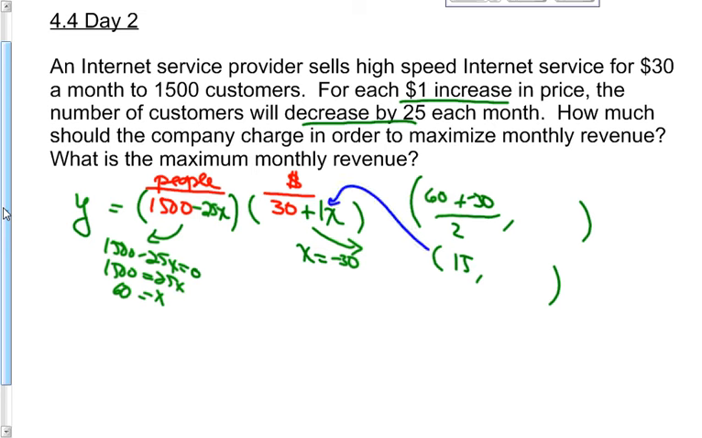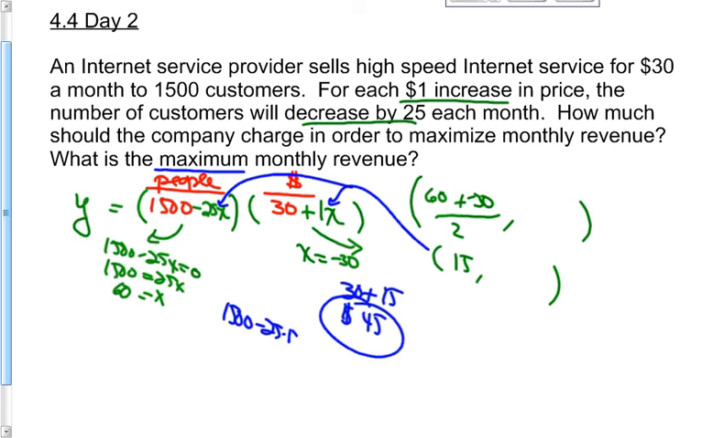We can get a new price. 30 plus 1 times 15, 45. So how are we going to maximize the revenue? We're going to charge $45. What is our maximum revenue? Let's take 15 and put it into both of these equations. 1,500 minus 25 times 15. We're going to take that number and multiply it by 45.